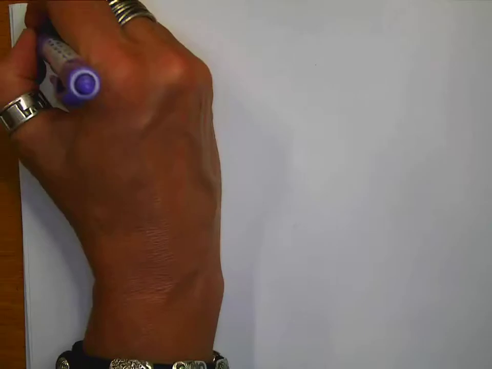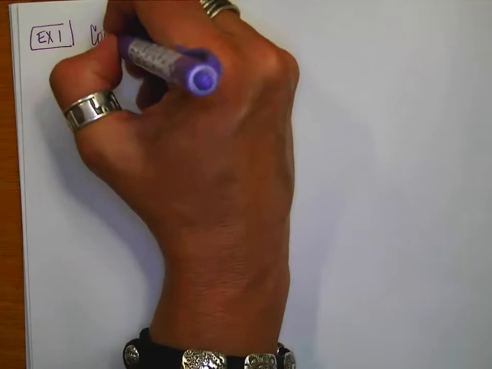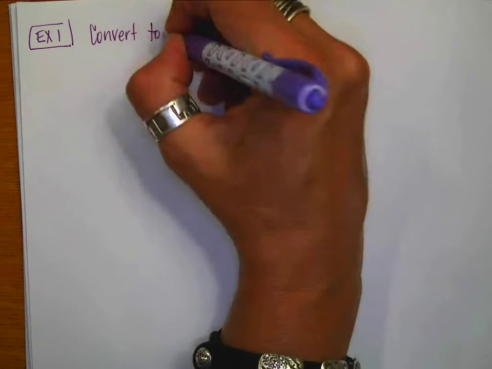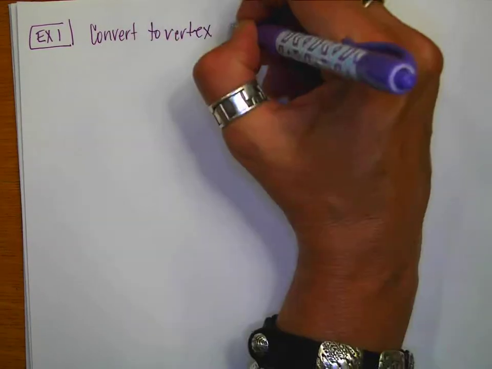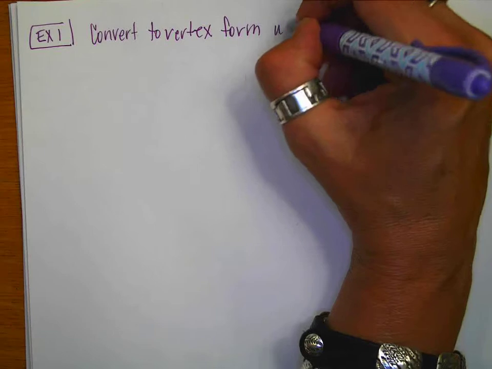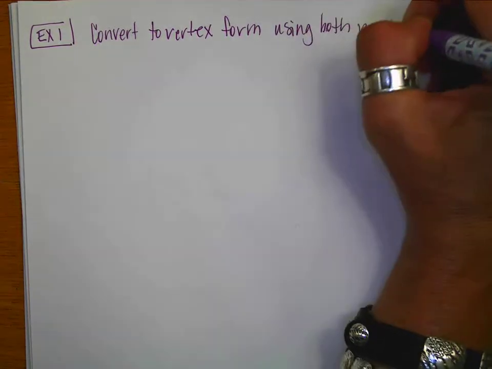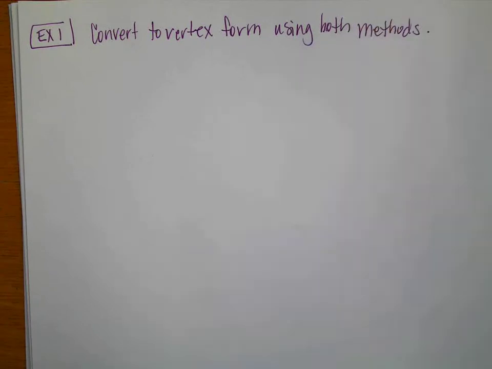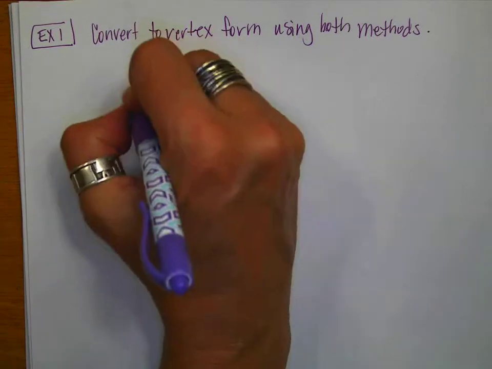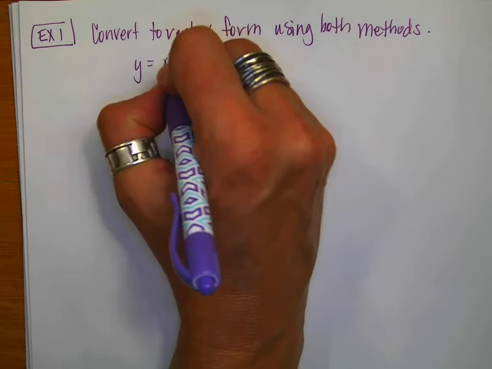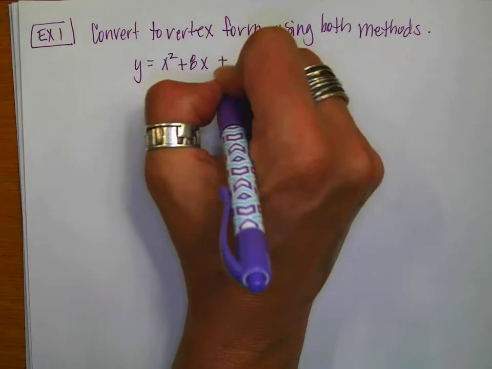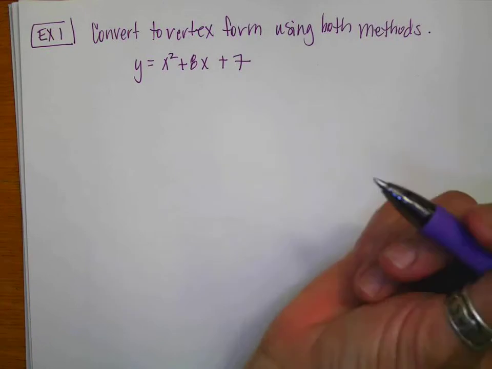Alrighty, so for example 1, I want you to convert to vertex form, and we're going to use both methods because you need to be familiar with both. The equation that we're going to have, I'm going to have to look at my paper because I stapled over it, is y is equal to x squared plus 8x plus 7.